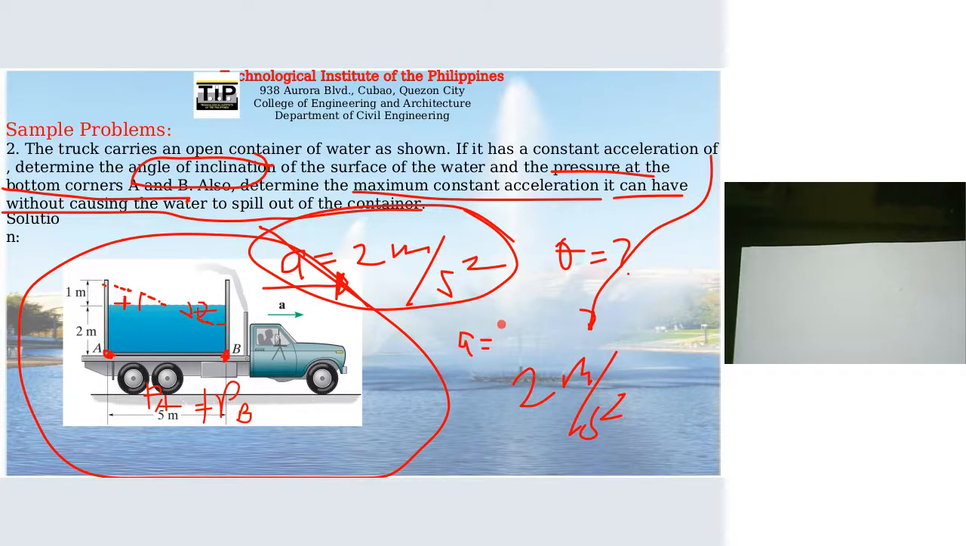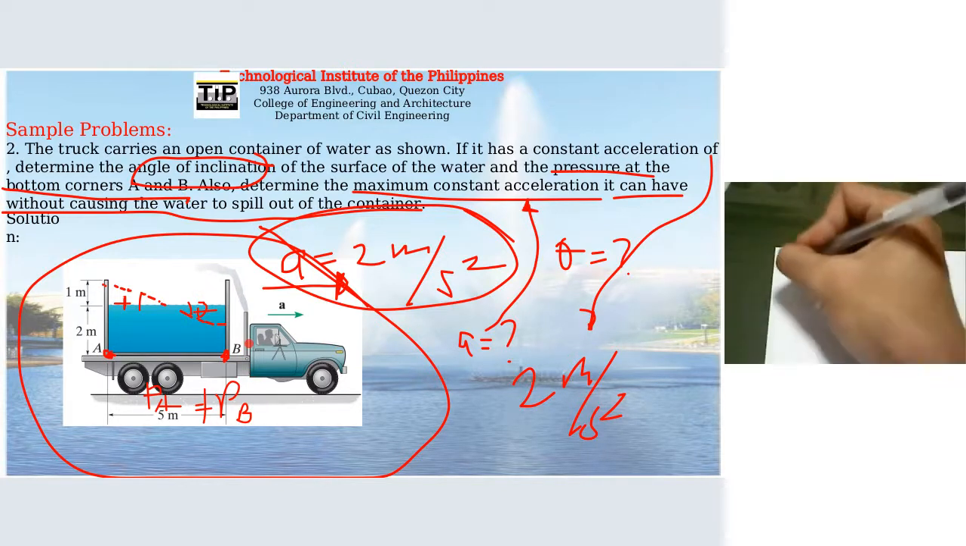So, hanapin natin acceleration na ganun yung case. So, para mas ma-imagine natin, i-drawing natin yan mamaya. Pero focus muna tayo sa pag-determine ng angle of inclination at yung pressure sa bottom corners of A and B.